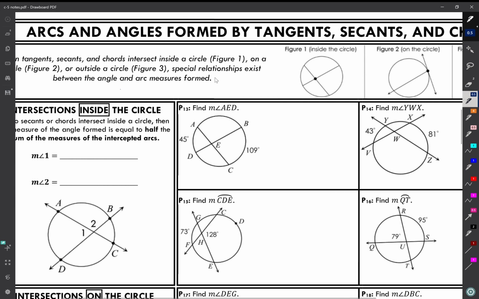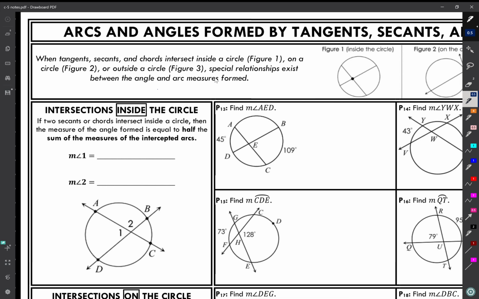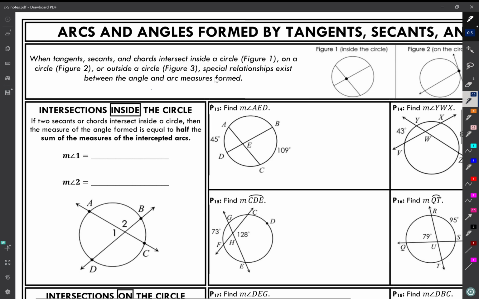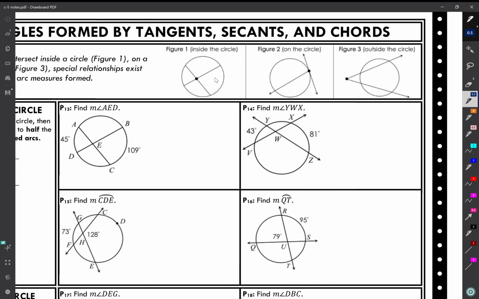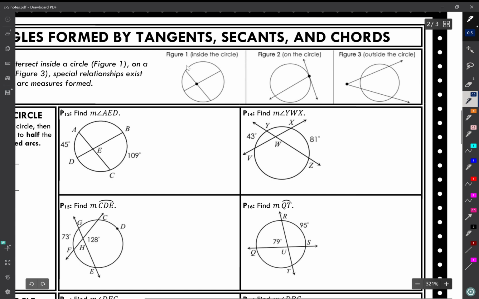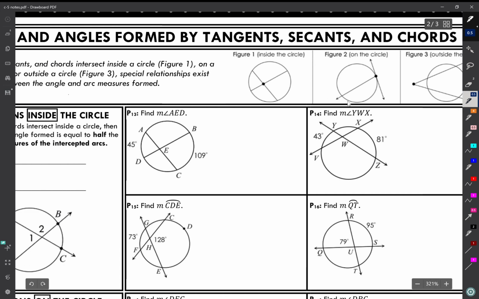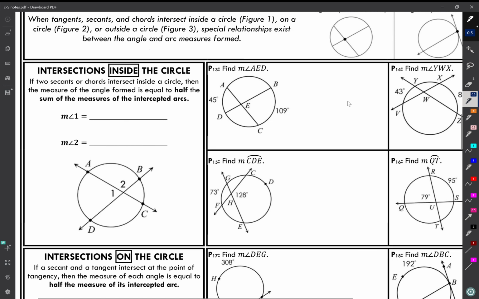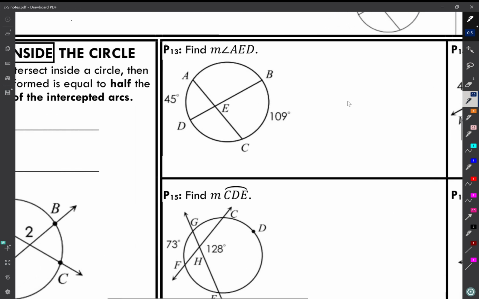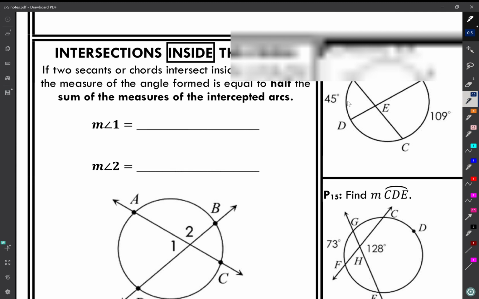Okay, so when tangents, secants, and chords intersect inside a circle, on a circle, or outside a circle, special relationships exist between the angle and arc measures formed. As you saw, we have three different situations here. Figure 1 shows what it looks like when these two intersect inside a circle. The intersection on the circle looks like this in Figure 2, and Figure 3 shows their intersection outside the circle. We'll be breaking these problems down into these three types today. First we'll start with intersections inside the circle.